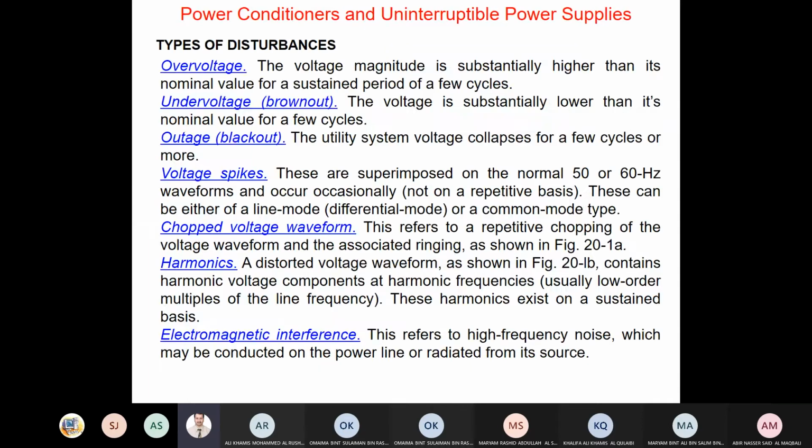So let me start with disturbances, and you know that it's not enough to convert from AC into DC, as an example in a rectifier. This waveform is a disturbed waveform. Yes, it is DC because it's only positive. There is no negative part of it, but it is disturbed.